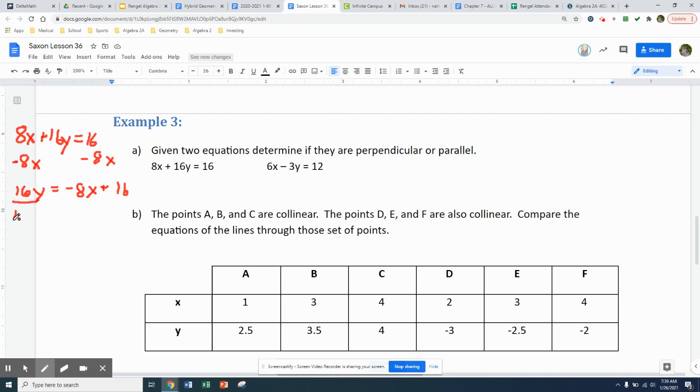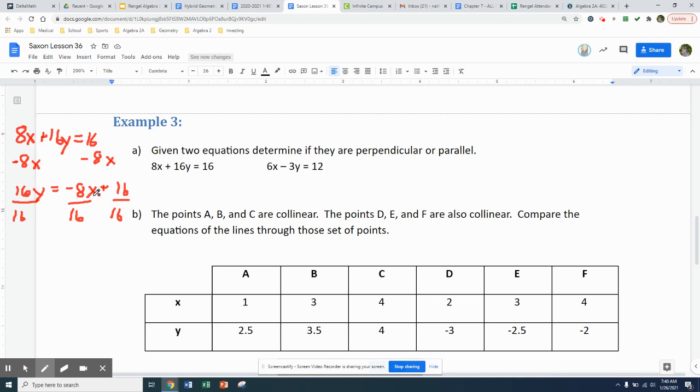Secondly, we'll divide everything by 16. So there's your second step. The 2 steps are add or subtract your x term over, so get the x opposite of the y. If it already is, you don't have to do that step. And then divide by the y term. So we're dividing by 16.